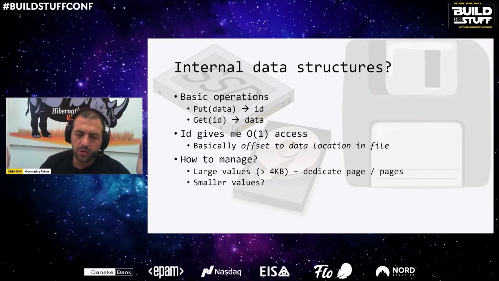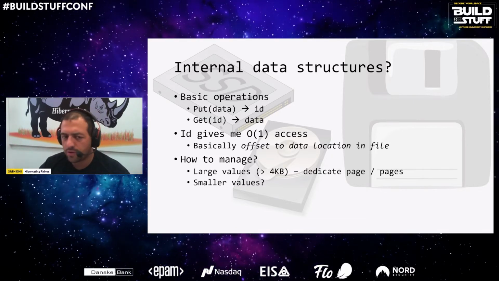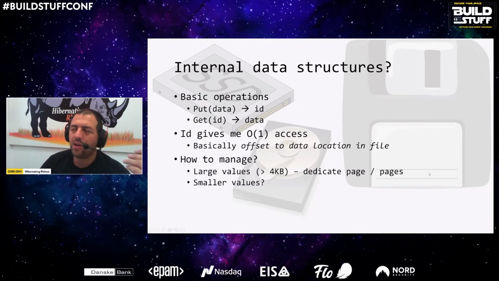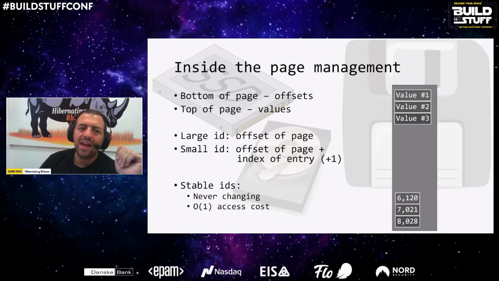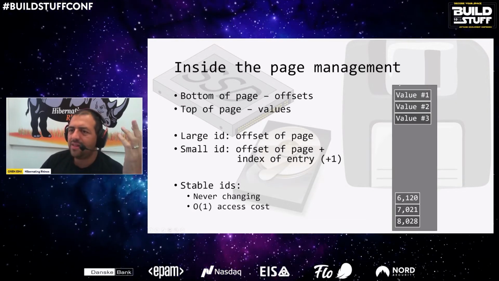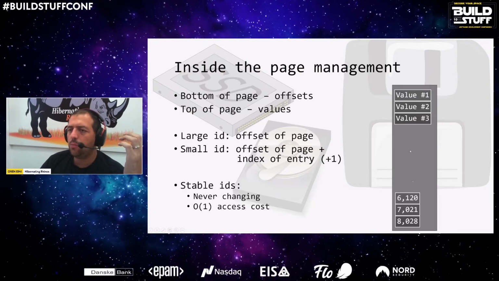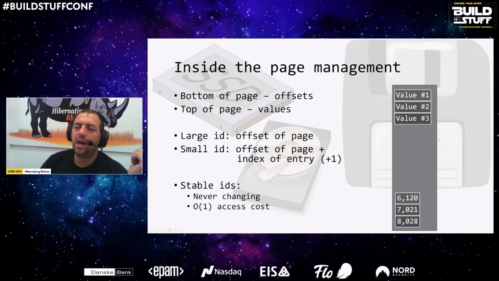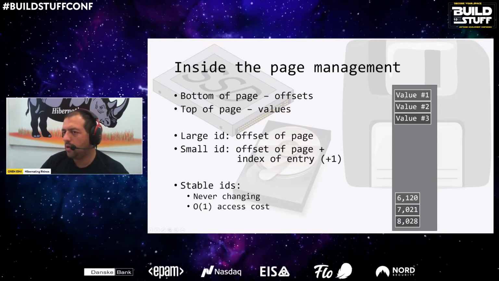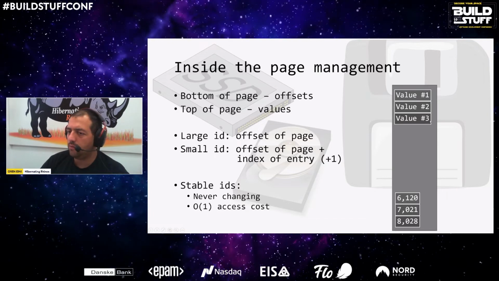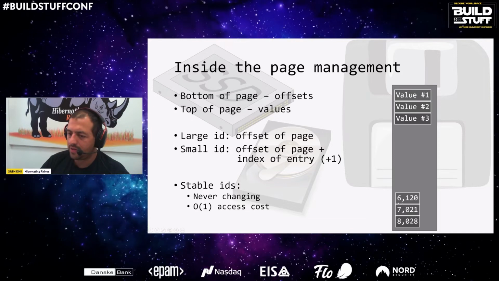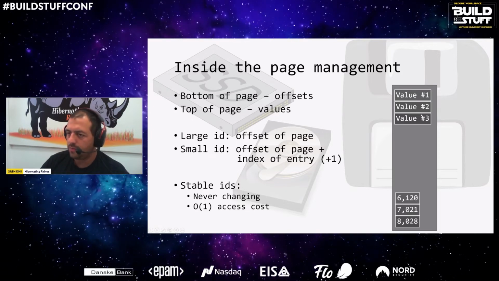If the value is too big, then we have multiple pages to store that. What happens if the value is small? In this case, I have the notion of a slotted page. This is an 8 kilobyte page, and I'm going to start writing the values from the top down: value number 1, number 2, number 3. At the bottom of the page, I'm going to store the indexes to those values.